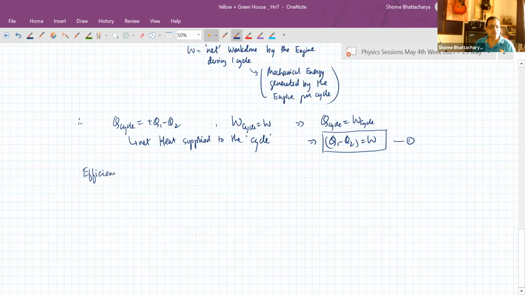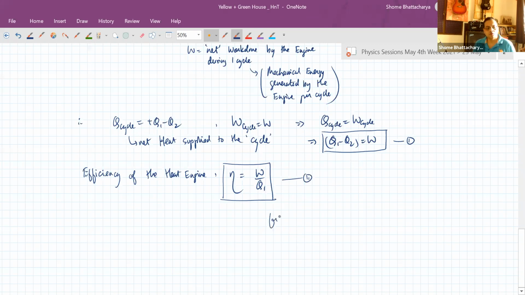So efficiency of the heat engine is denoted by the symbol eta. It's about what fraction of Q1, that is the heat supplied from the source, is converted into useful mechanical work, that is W. Okay. And if you combine equation 1 and 2, it can also be related as Q1 minus Q2 by Q1, or the efficiency can also be expressed like this: 1 minus Q2 by Q1.